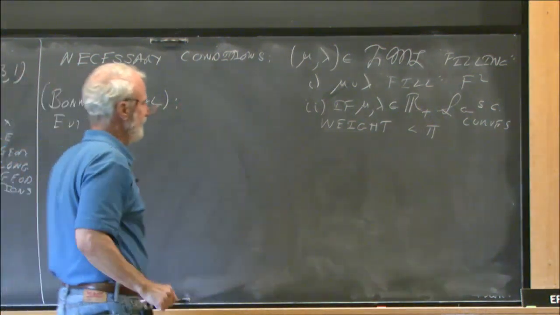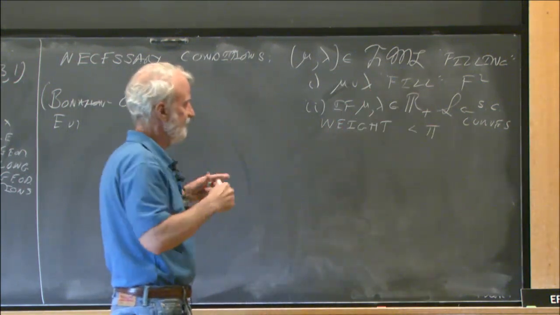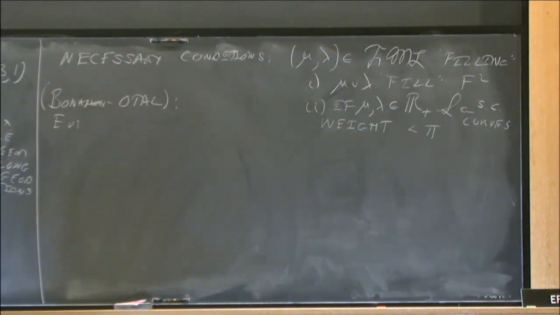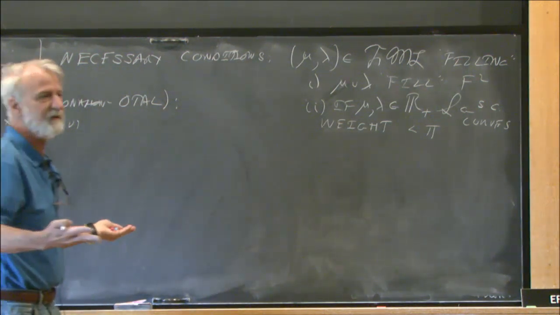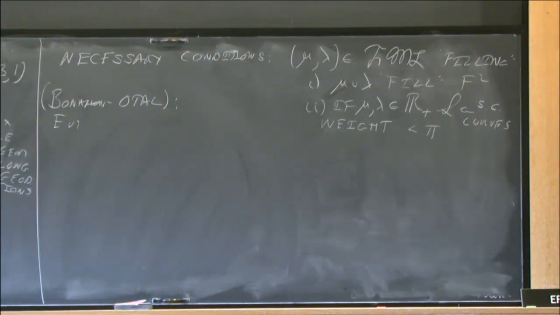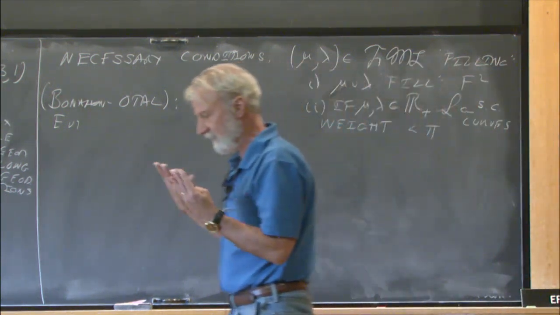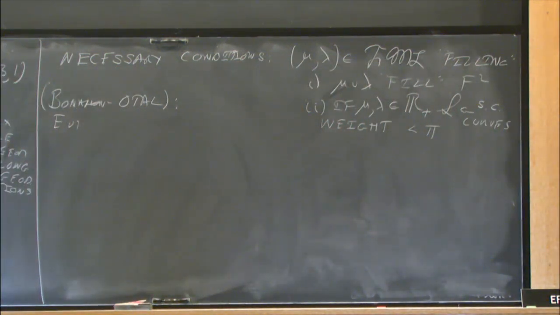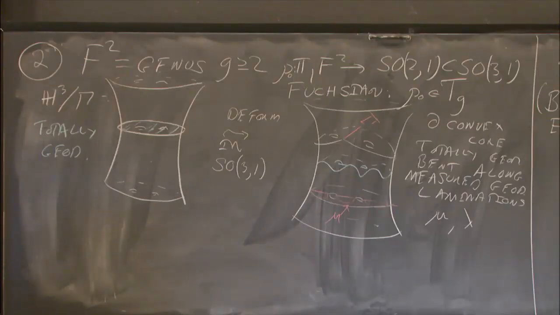Oh, sorry, I meant to say, so what does it mean to fill? If it's a pair of simple closed curves, it just means that every simple closed curve on the surface intersects at least one of them. If it's a geodesic lamination, it's a similar sort of statement that if you take the union of them, then the complementary region is a collection of, in fact, compact polygons. So there's no room for a simple closed curve or anything in there.